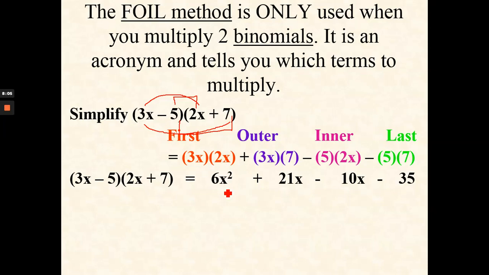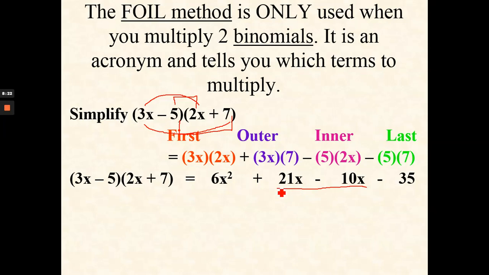3 times 2, that is 6x squared. 3 times 7, that is 21x. 5 times 2, that is negative 10. Then 5 times 7, that is negative 35. Try to observe. We can still combine similar terms.